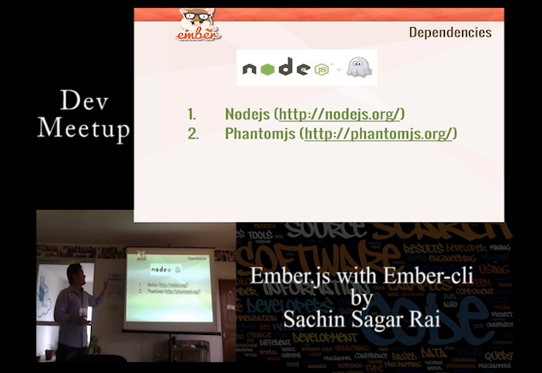So you need to have Node.js installed on your development machine. PhantomJS is required to do the headless testing that Ember CLI has, as I said earlier, to work with that QUnit thing. So these are the 2 major dependencies. And Node.js, we need it. It's like Ruby for Rails.